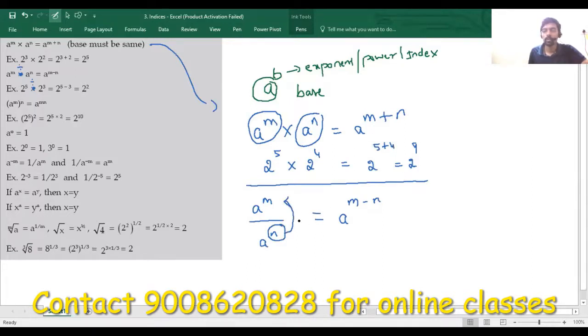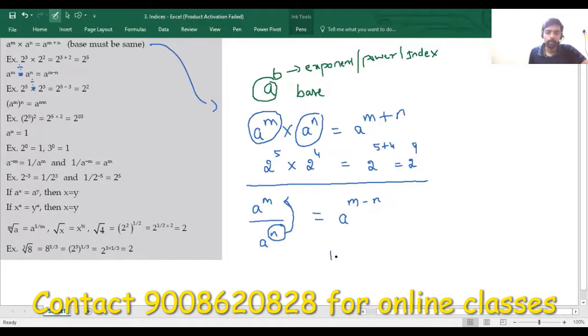Got it? So these two laws are very important. Almost in each and every question, we use these rules. A power m into a to the power n, when there is into sign, we need to add the exponents. And when there is division sign, you need to subtract. This is second law of indices.